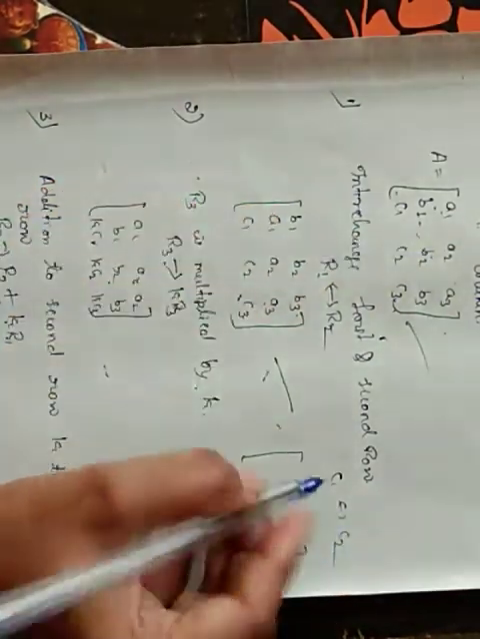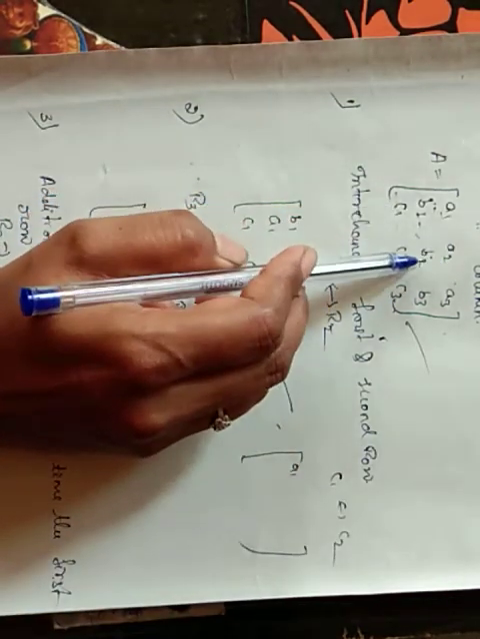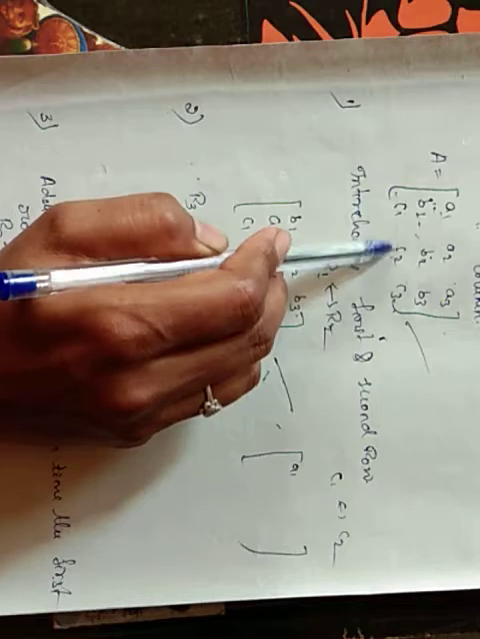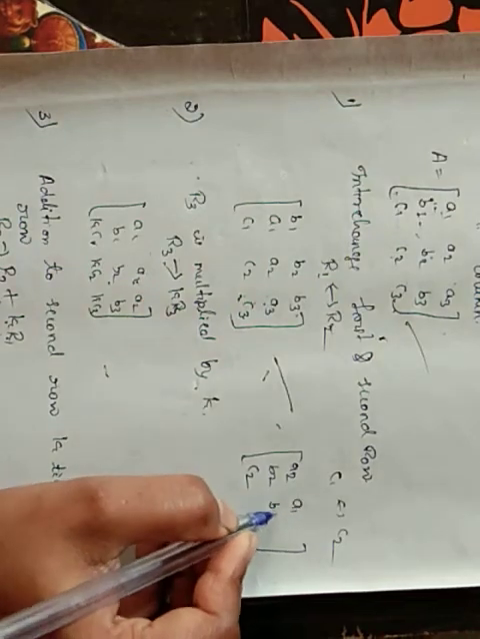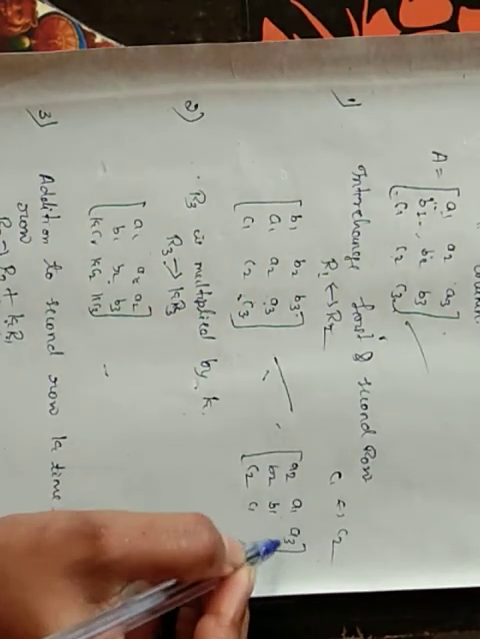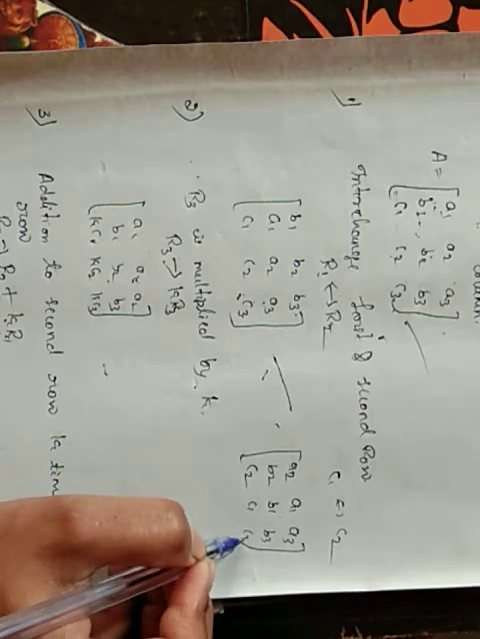C1, C2. A1, B1, C1, A2, B2, C2. These should be interchanged. So A2, B2, C2. Next A1, B1, C1, and the third column will not be affected by anything.